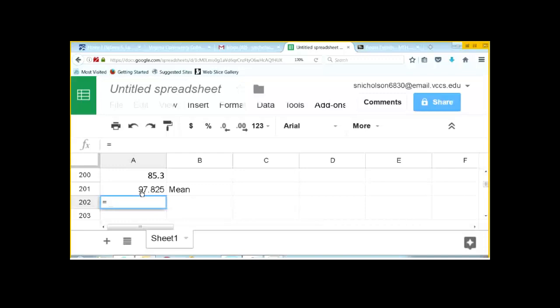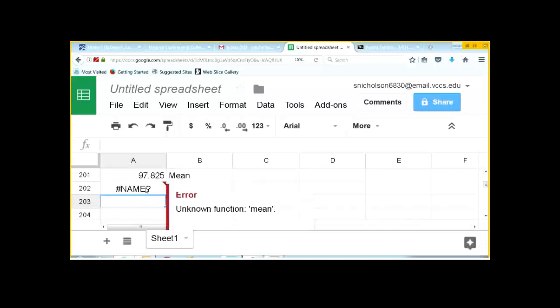manually. Now, if you want to use the built-in formula, you just type in mean, and you do A1 colon A200, and you get the same number. Didn't like that. What wasn't it like? Maybe mean is not. Huh. Okay, let's go back here.